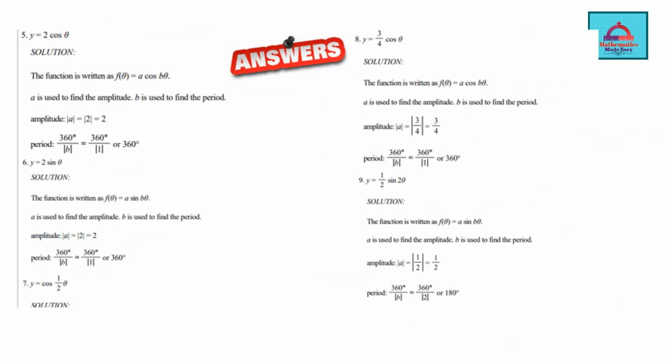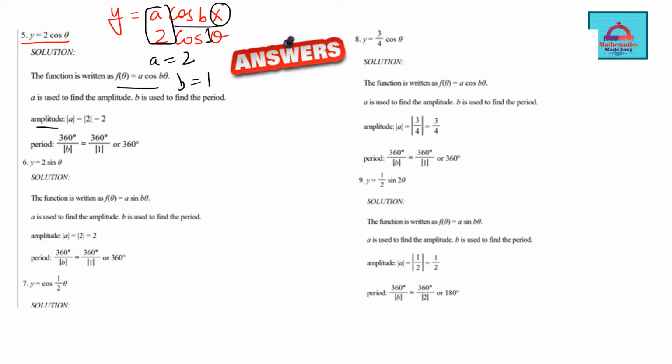Okay, so this is the answer sheet and I will now explain it to you. First we are comparing with a cos bx for problem number 5. So what is your a? I'm writing in the same format. If you compare, the coefficient of cos bx is a, so a is 2, and the coefficient of x is b, which here is nothing, so b is 1. Correct? We got our amplitude as the absolute value of a, which is 2, already positive. Period is 360 over the absolute value of b, so b is 1, so the period does not change. Quite an easy problem to start with.